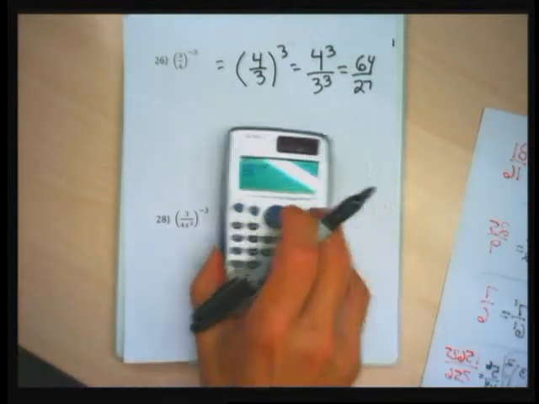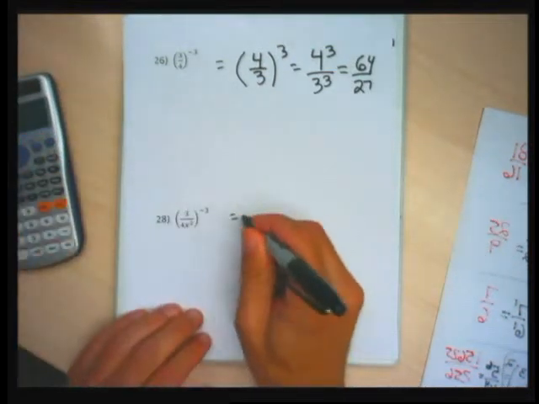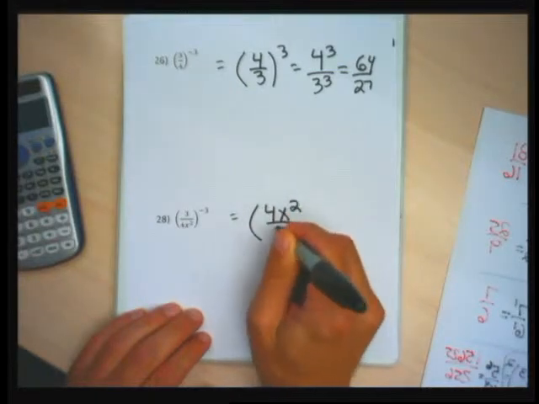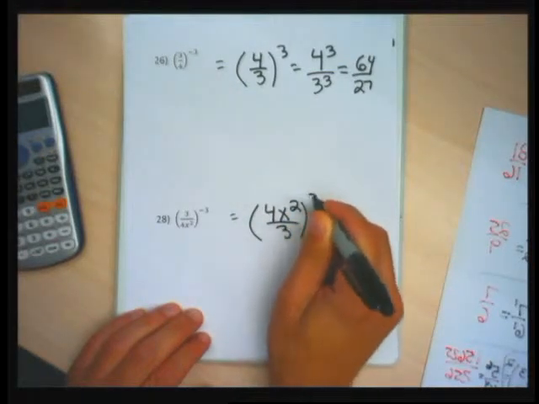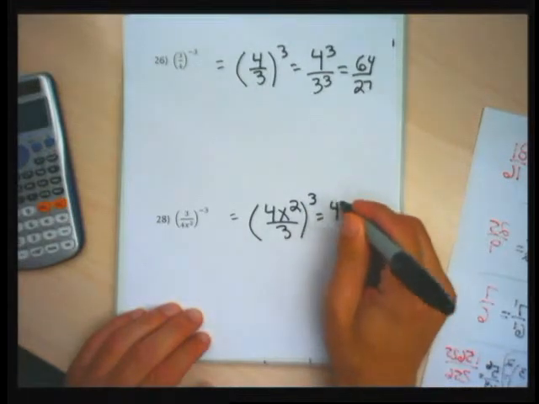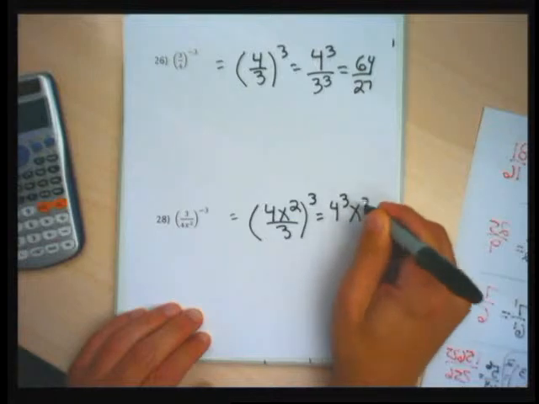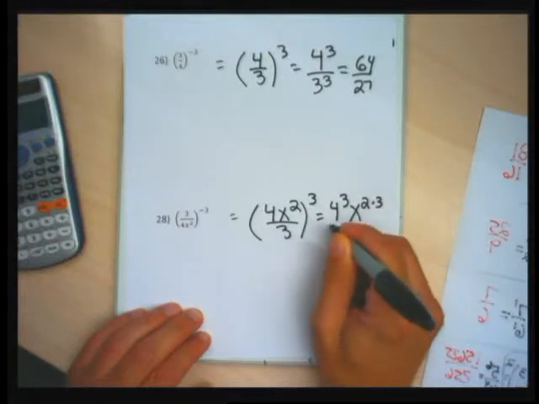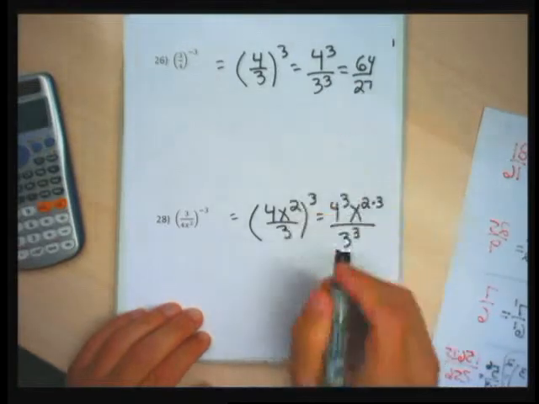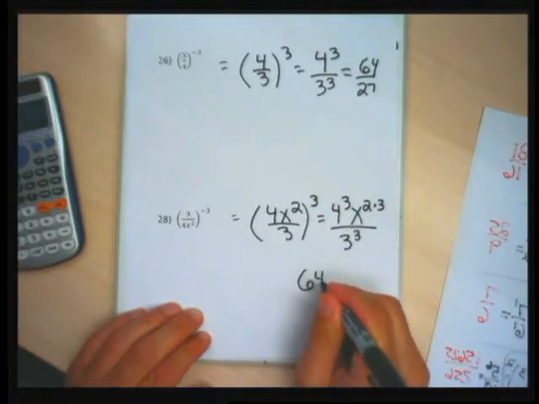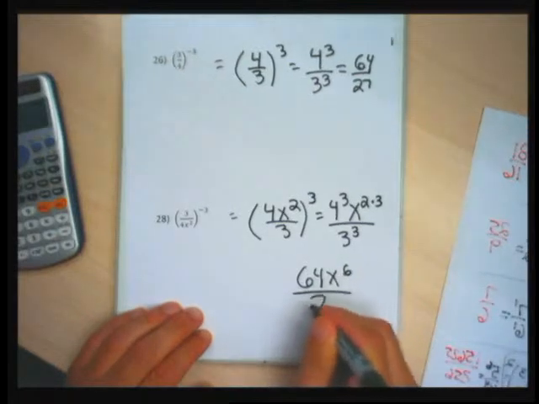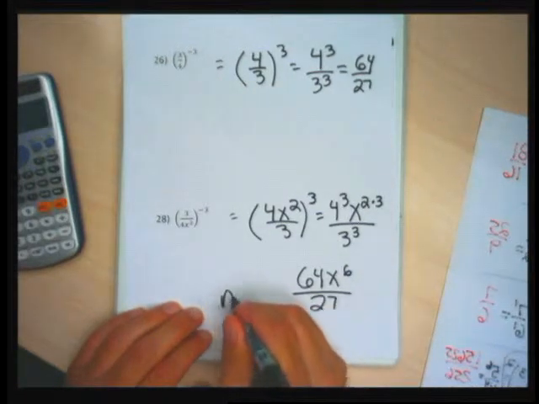28, because it has the letter, it slows me down. 28, I can write this as 4x squared over 3, all cubed. Get rid of the exponent now, make this 4 cubed x to the 2 times 3 over 3 cubed. The 4 cubed in the numerator is 64. The x is going to wind up with an exponent of 6. The 3 cubed is going to wind up as 27.